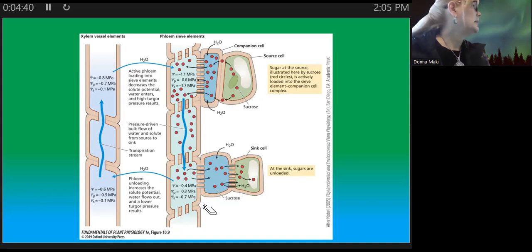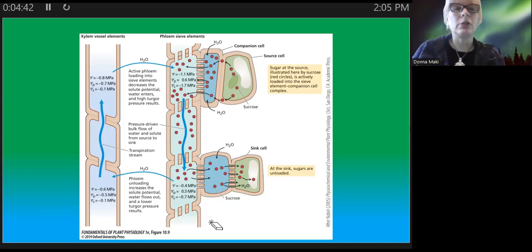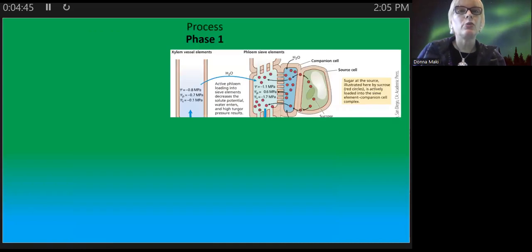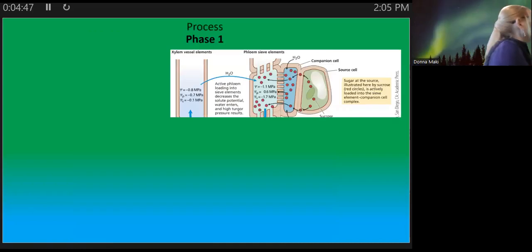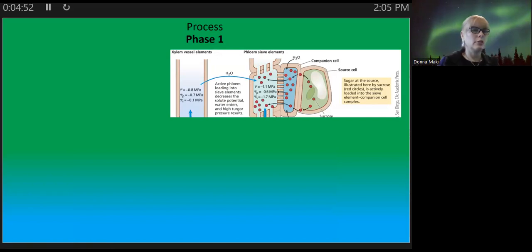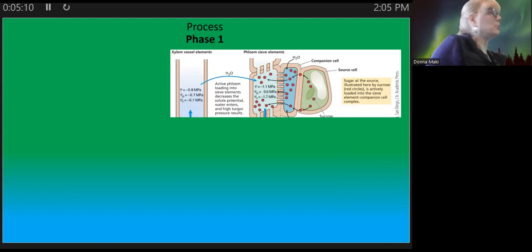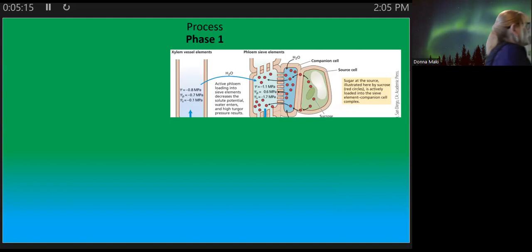Here, I'm going to break this down. I like to think of it in two phases. Phase one is thinking about the source tissue, which is usually the leaves that are doing lots of photosynthesis. Once they make their sucrose, they have to get that into the vein if other parts of the body need it. So that's what you're seeing here. The red balls are the sucrose, and they're getting placed into the sieve tube element. And the companion cell, remember, has a one-to-one relationship with its sieve tube element partner. So you see the sucrose getting loaded in.